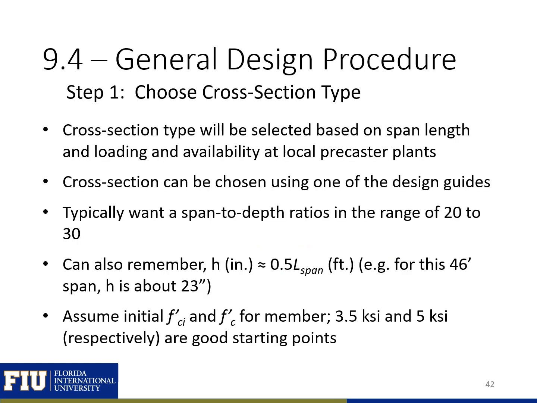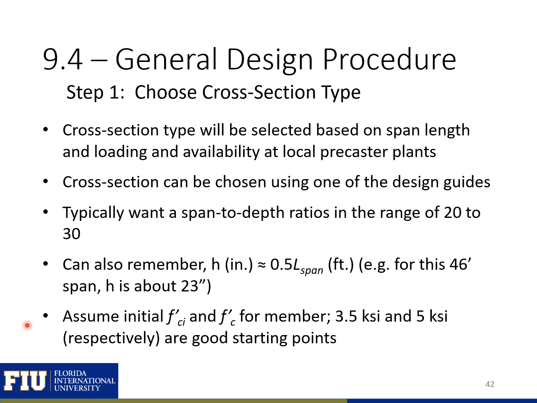On the next couple slides, I'm going to go through just a general design procedure. The first step, again, you need to choose your cross-section type. This is going to be dependent on your span length and loading and the availability of local precasters. You can use some of the design guides that I showed earlier in this presentation to select the initial cross-section. And you can also remember some of these span to depth ratio and approximate span length rules of thumb.